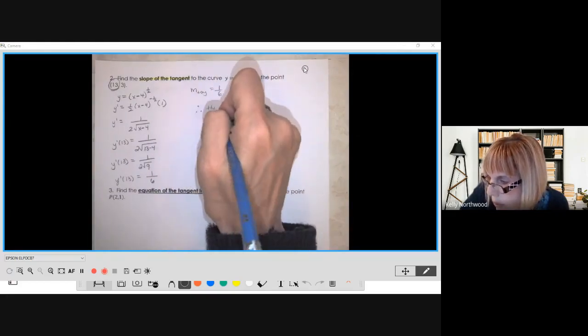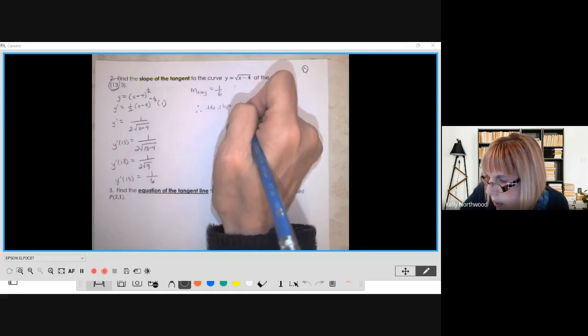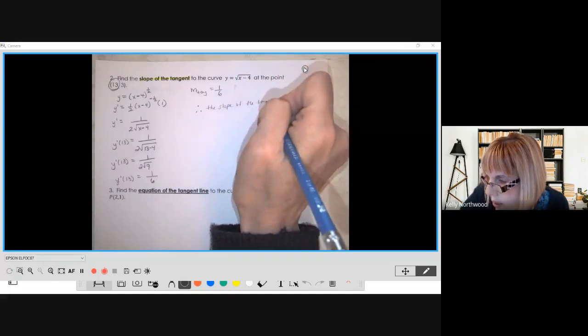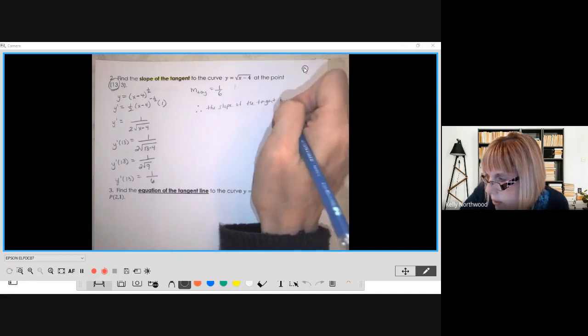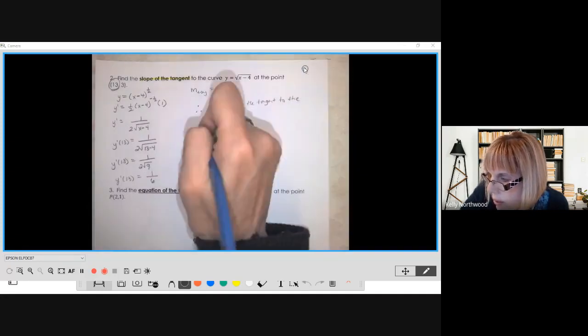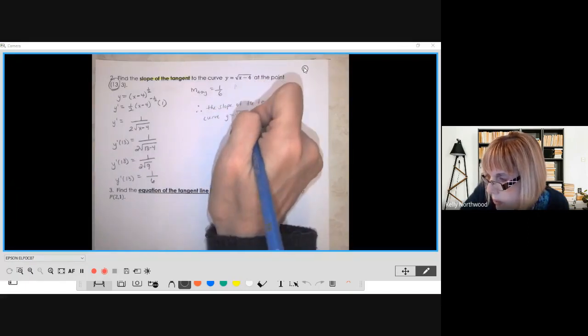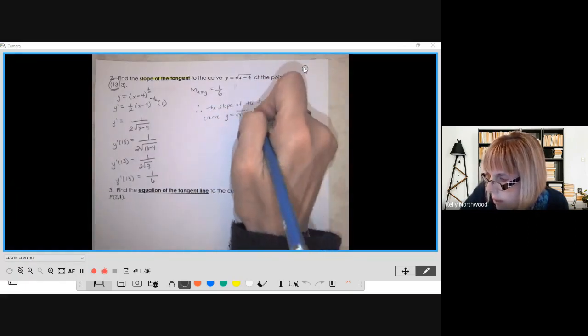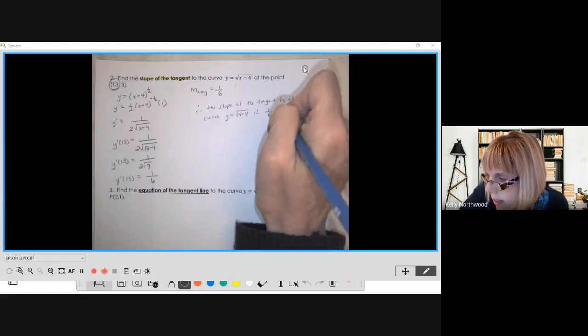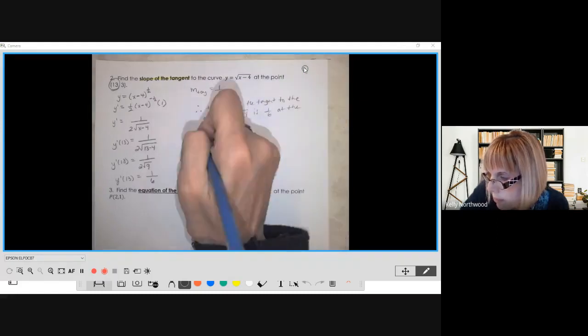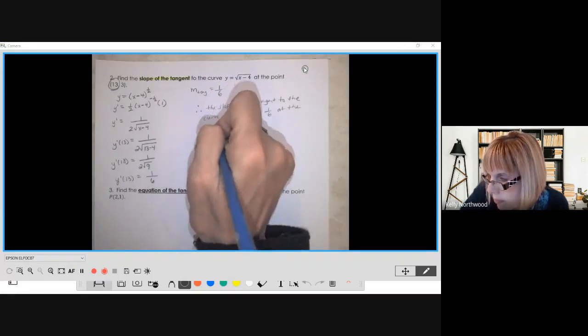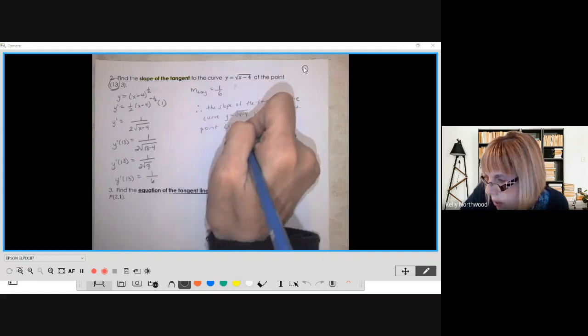The slope of the tangent to the curve y equals square root x minus 4 is 1/6 at the point 13, 3.